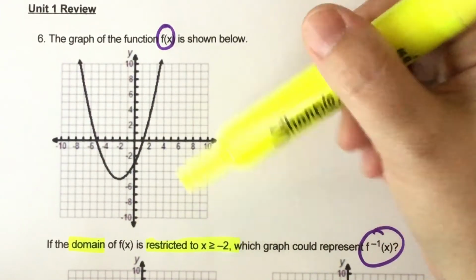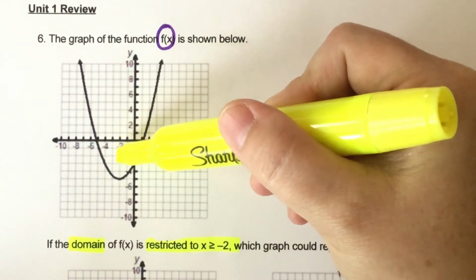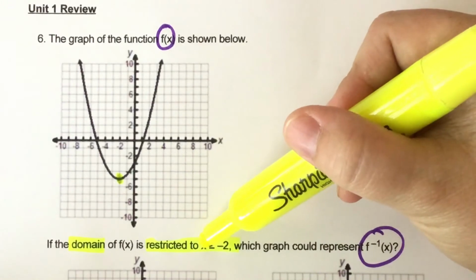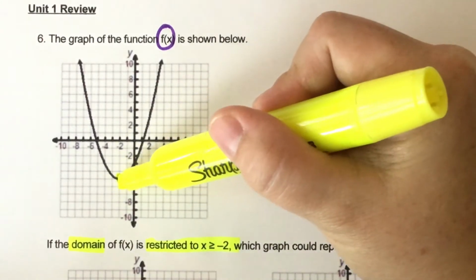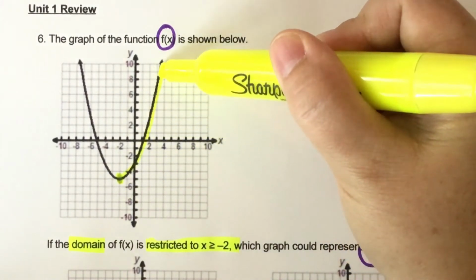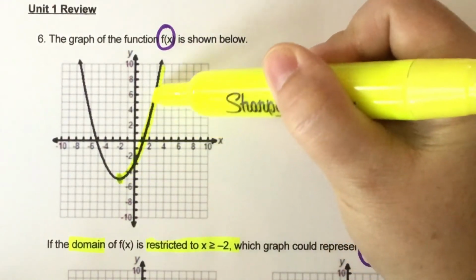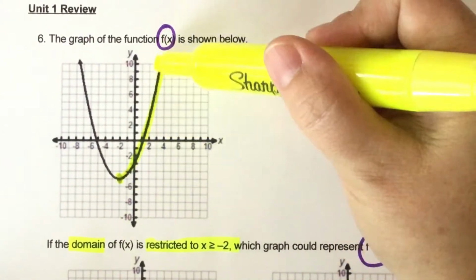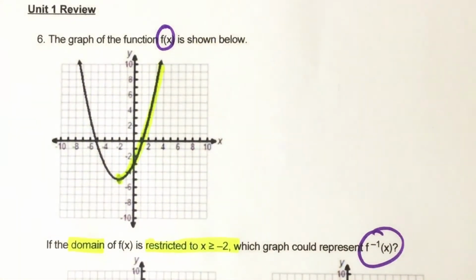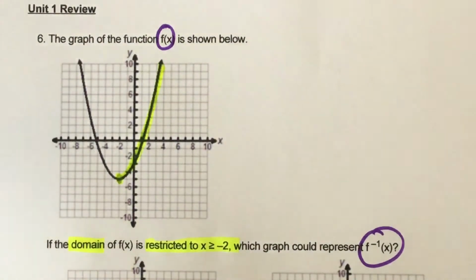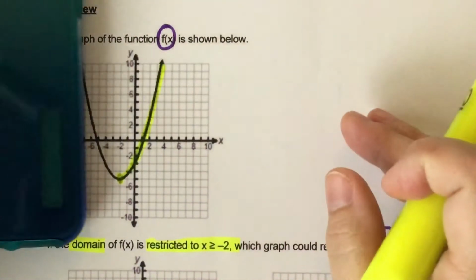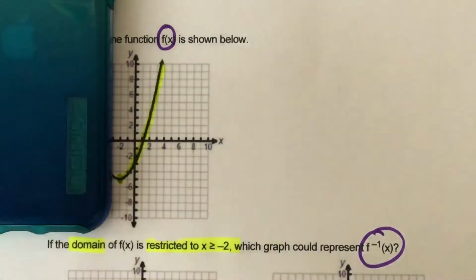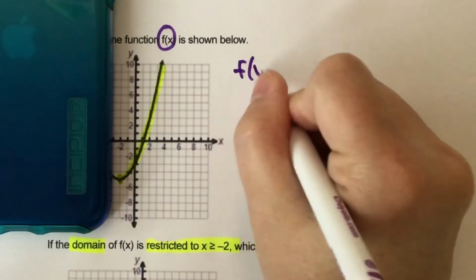So I'm going to go to where x is negative 2, and that's right here on the graph. And then I want to know where x's are greater than that. Well, x's get greater when you go to the right. So when it's asking for you to look at the graph where x is greater than or equal to negative 2, it's asking you to just look at this half of the graph. So that means I don't want to look at the other half of the graph at all. So I'm going to put my phone on it. Don't even bother looking at that. Okay, so now I am going to make a table for f of x.